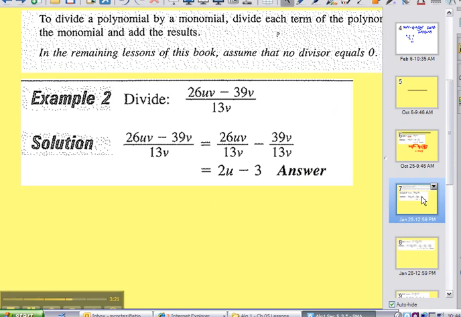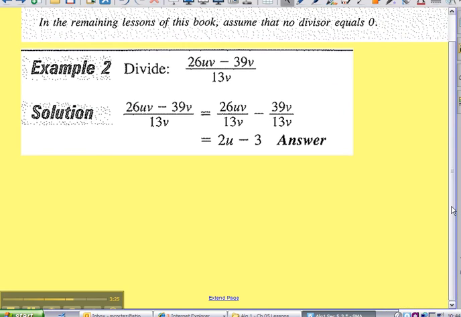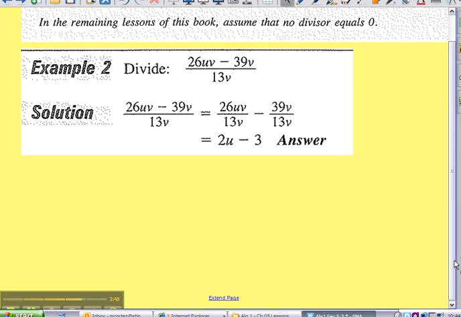Same kind of thing. It says to divide a polynomial by a monomial, divide each term of the polynomial by the monomial and add the results. Isn't that what we did last time? We divided each one of them by 5, and then we put them together. We added what we could. All right, let me scoot down, and we're going to look at this one.